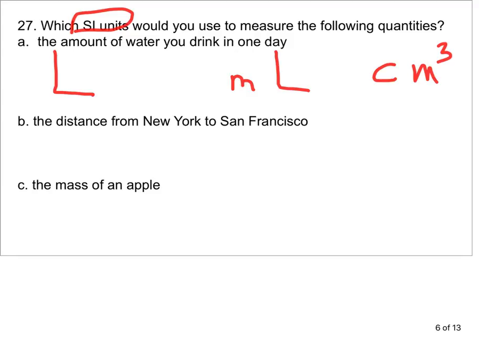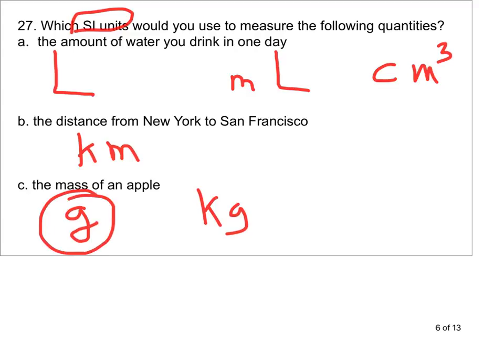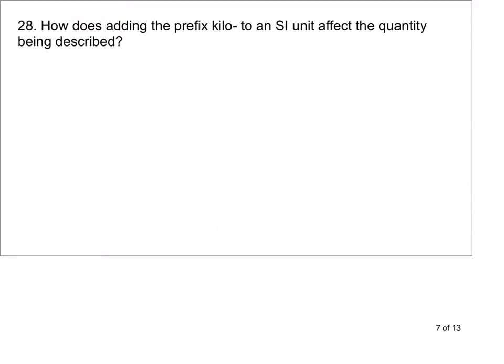Distance from New York to San Francisco. Kilometers would be about the only thing that really makes good sense. Mass of an apple could be grams. Could go kilograms. Grams would probably be the best one. But kilograms would be okay. And how does adding the prefix kilo change an SI unit? So kilo just means 1,000. So it multiplies it by 1,000.